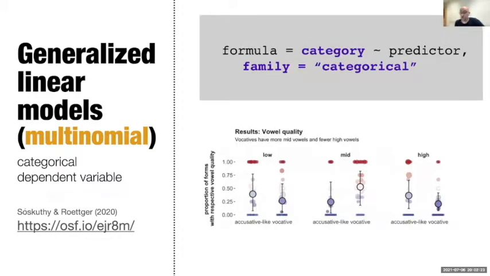And another similar situation is when we have categorical dependent variables. Right? So for example, if we have any kind of categorical response, multiple choice, for example, for these measurements, we would need a multinomial model, conveniently applied by specifying the categorical family in brms. And here's another example from work by Martin Shashkuti and myself on cross-linguistic patterns in morphology, right?